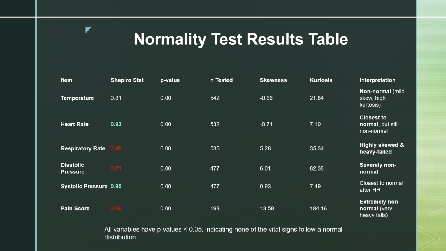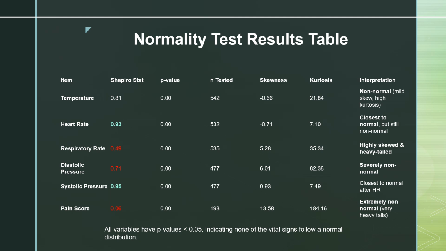Here you can see the results of the normality test for all the vital signs used in this analysis. I used the Shapiro-Wilk test, and as we can see, the p-values are below 0.05. This means none of the variables follow a normal distribution. Heart rate and systolic pressure are closest to normal, but still statistically they are not considered normal.